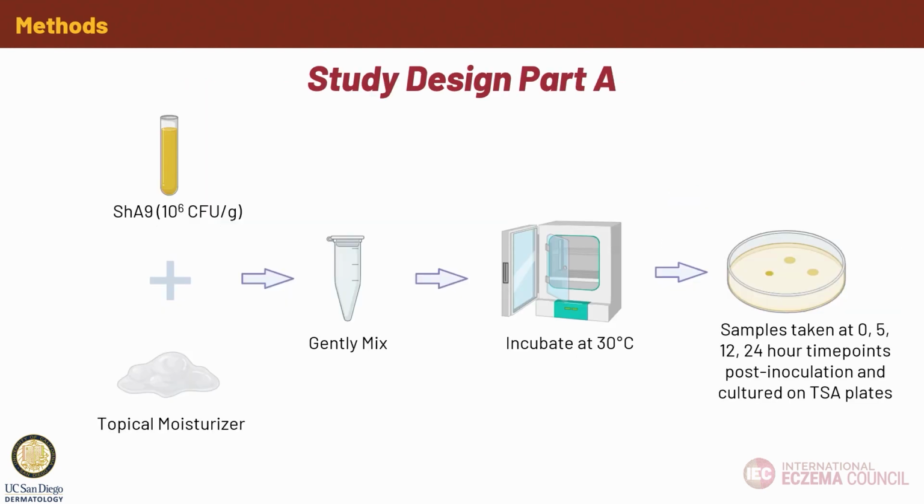We had three parts to our study. Starting with part A, we had a concentrate of SHA9 mixed with a topical moisturizer, gently mixed in a sterile tube and incubated at 30 degrees Celsius. Samples were taken at 0, 5, 12, and 24-hour time points, and then plated on agar plates overnight.